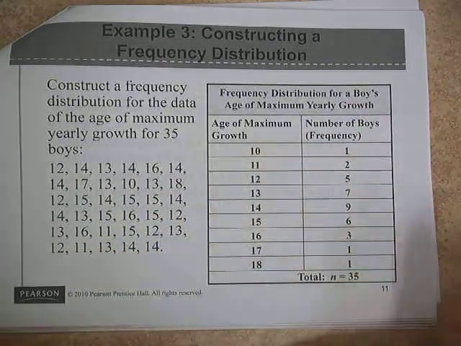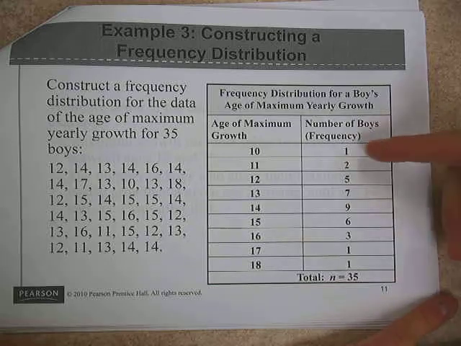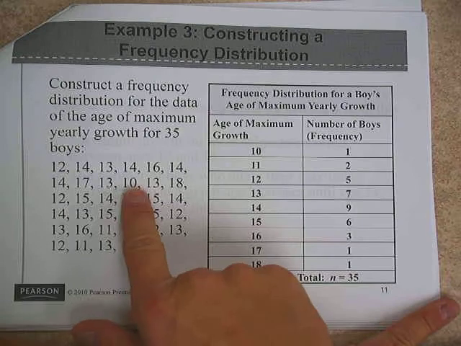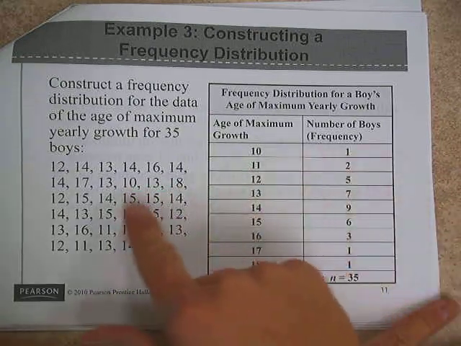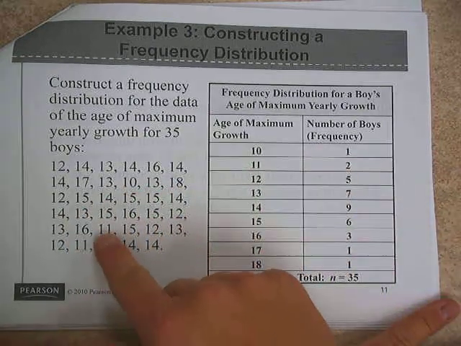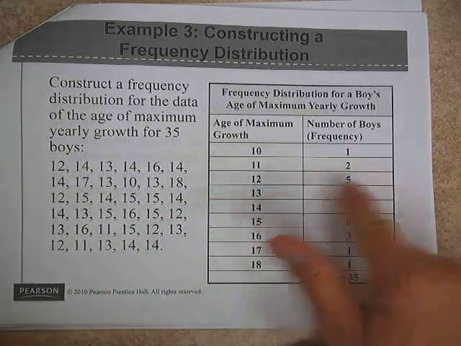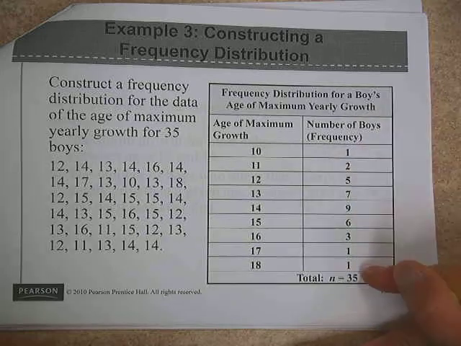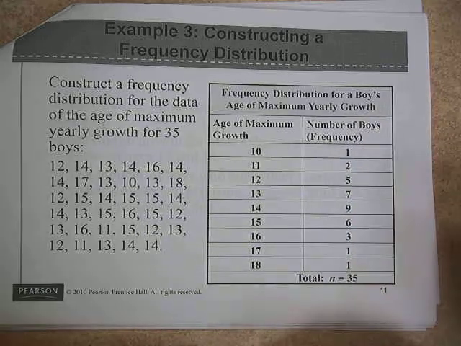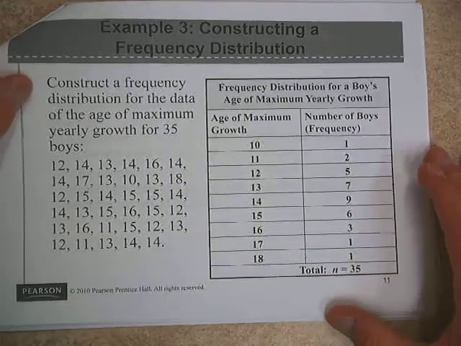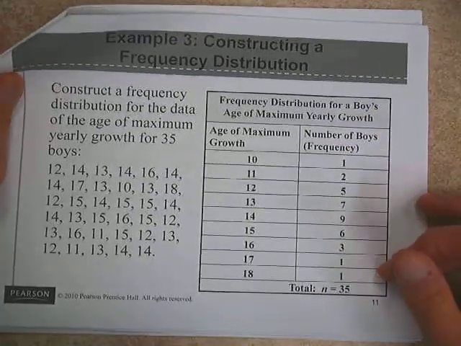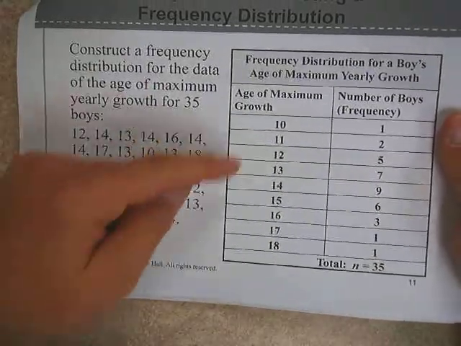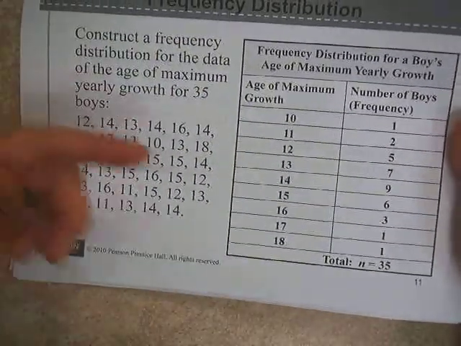In this particular case, we have all kinds of data, and notice that they're not terribly different from each other. There's a 10 all the way up to an 18. What we're going to do in our distribution is just write how many boys are in each group. So we'd count how many 10s there are. We can see there's only one 10. We'd find the 11s. There's two 11s. We'd put that in here. There's 5 12s, and so on. And the total is 35 boys. This should all add up to be 35, of course. If it doesn't, then we might have missed one, so we should double check. But ultimately, this is what we call a frequency distribution.